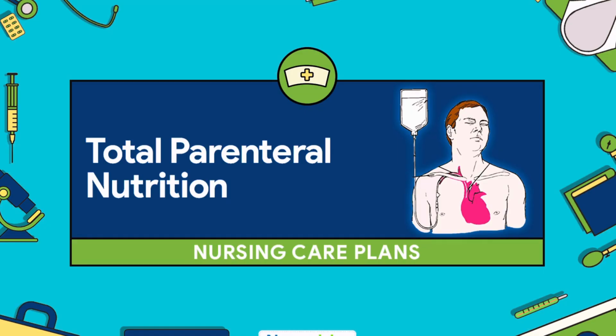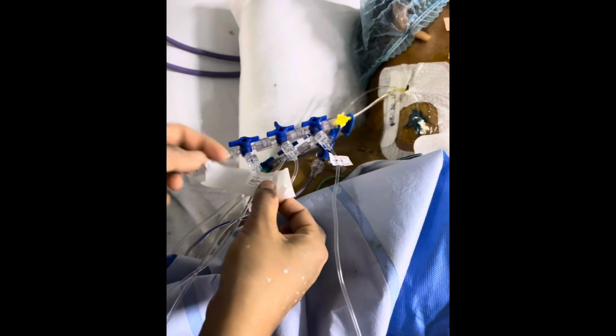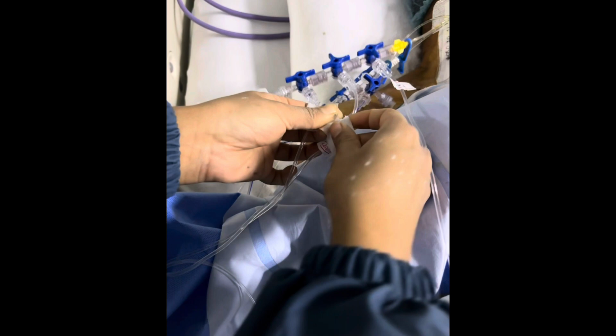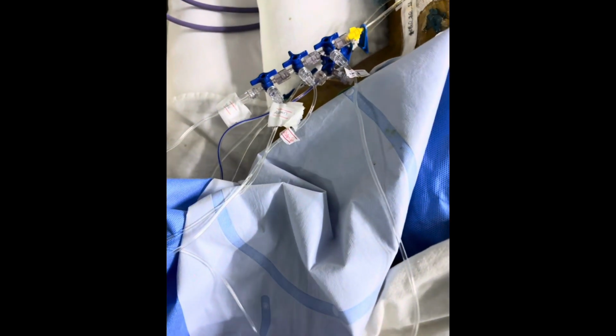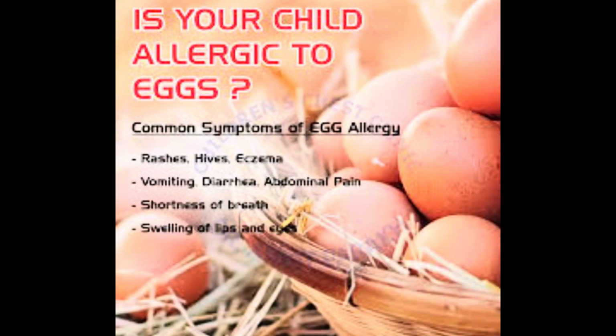Now, something very important to remember regarding your total parenteral nutrition is that your TPN will always be administered through central line access. Whether it be a PICC line or a central line, this will never be given through a peripheral IV because of its high osmolarity. As you know, fat emulsion contains egg yolk phospholipid, so you need to take a brief history from the patient regarding egg allergy. If the patient has an egg allergy, you need to notify the healthcare provider.